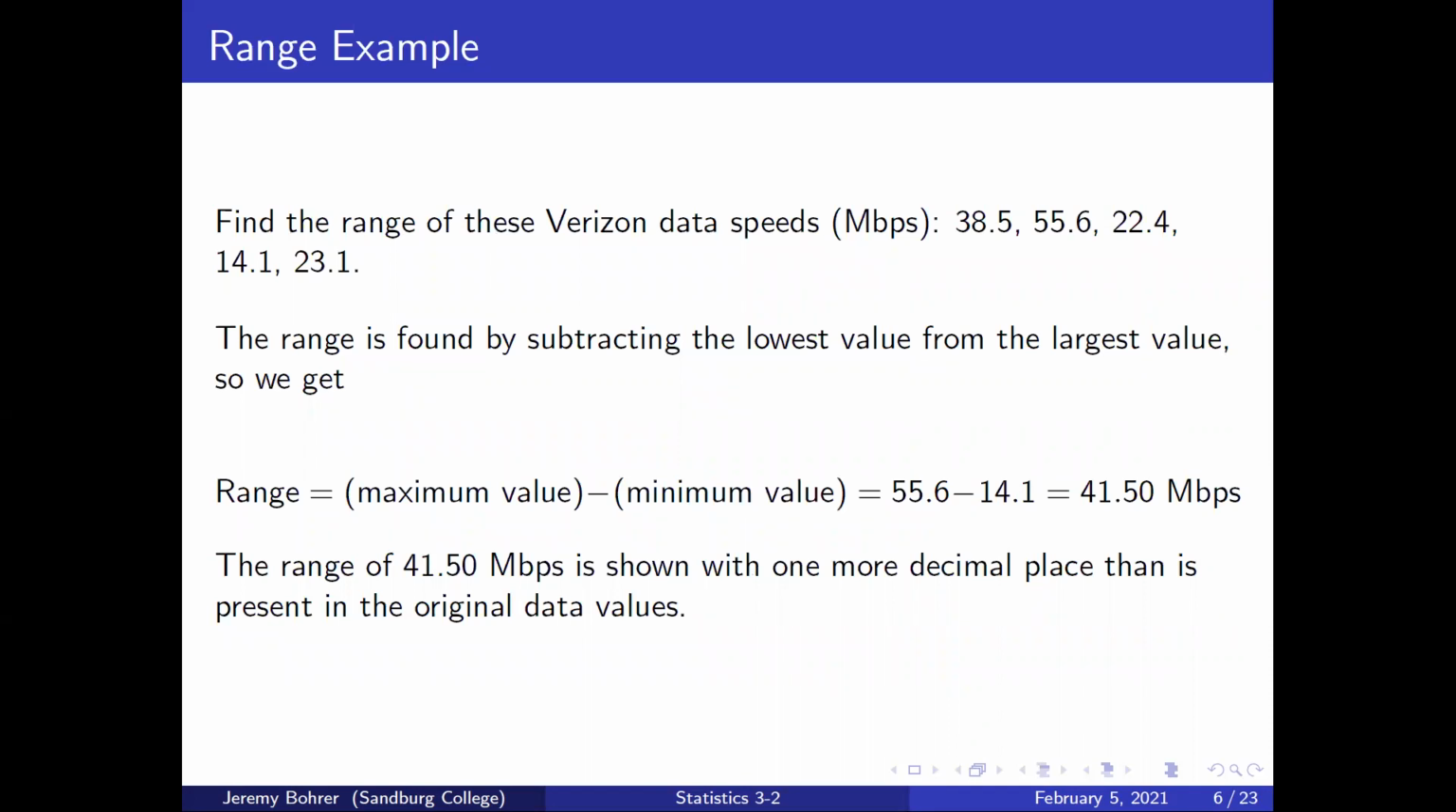Find the range of these Verizon data speeds in megabytes per second: 38.5, 55.6, 22.4, 14.1, 23.1. The range is found by subtracting the lowest value from the largest value. So we get range equals maximum value minus minimum value equals 55.6 minus 14.1 equals 41.50 megabytes per second. The range of 41.50 megabytes per second is shown with one more decimal place than is present in the original data values.